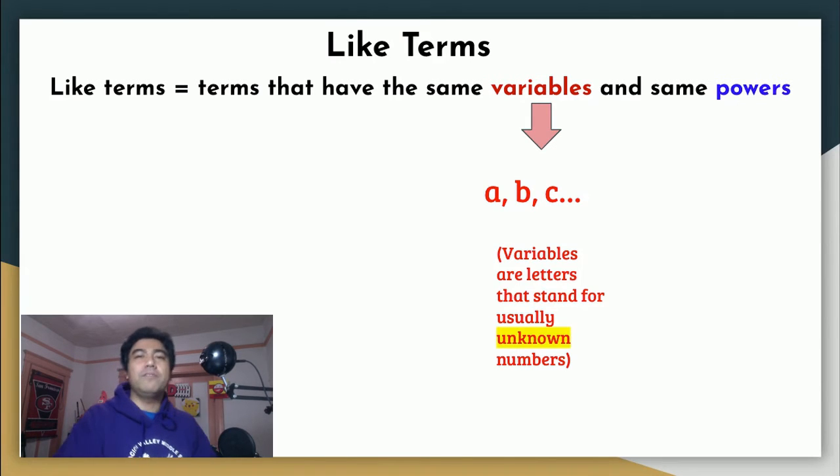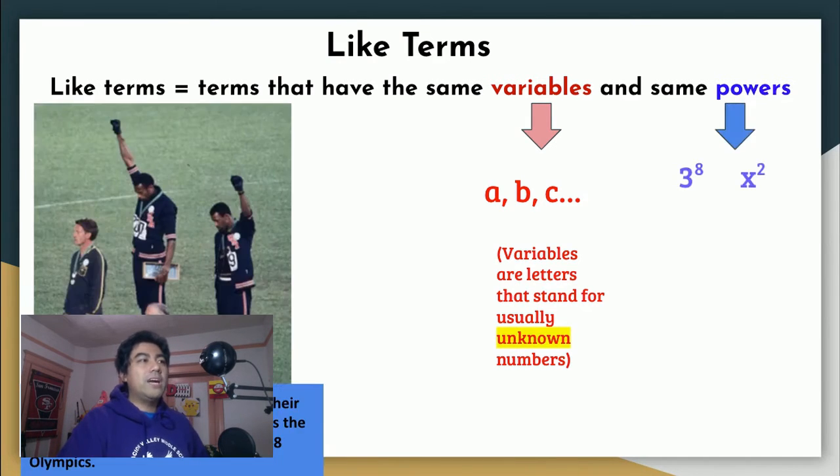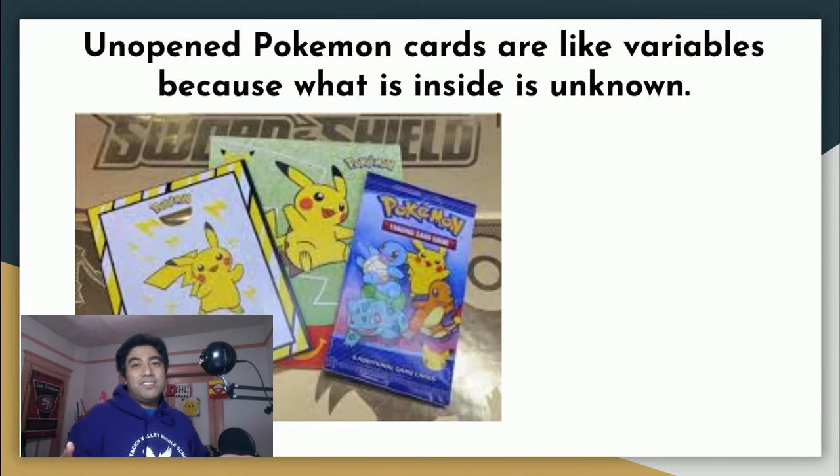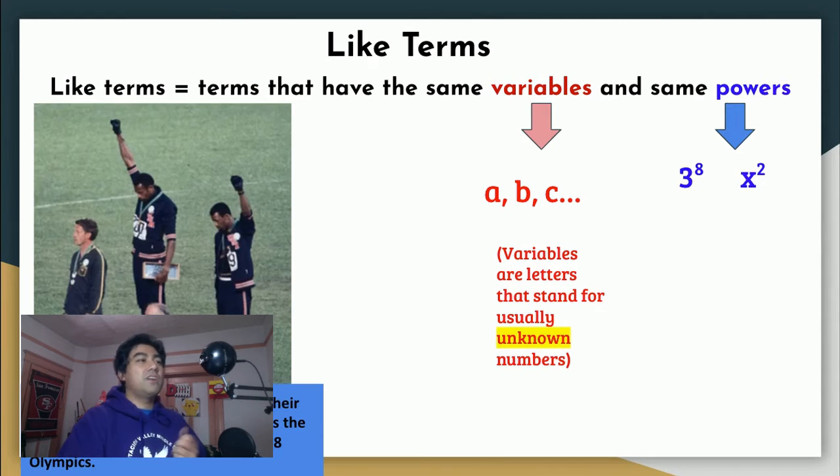Speaking of variables, right now as of late, Pokemon cards are at McDonald's, and basically, you don't know what's inside these Pokemon packs of cards until you open them. So variables remind me of unopened Pokemon cards because we don't know what it is. And so variables are unknown numbers.